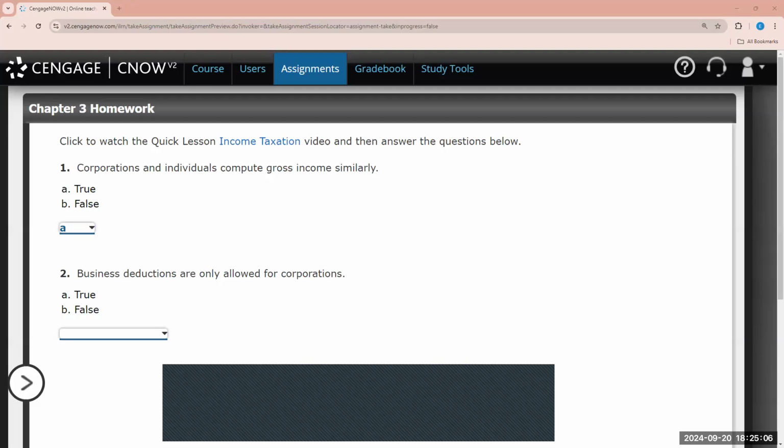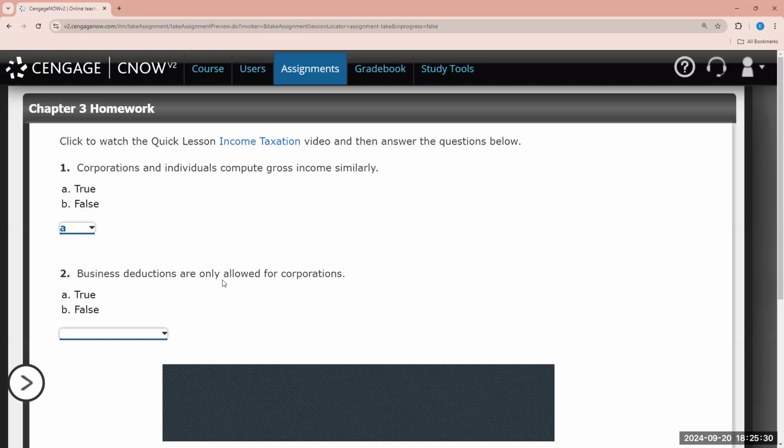Any gains and losses from property transactions are handled similarly. Deductions of a corporation and an individual are also similar. There are obviously some key differences because with the Tax Cuts and Jobs Act, corporate tax rates are no longer progressive. But again, for the most part, corporations and individuals compute gross income similarly.